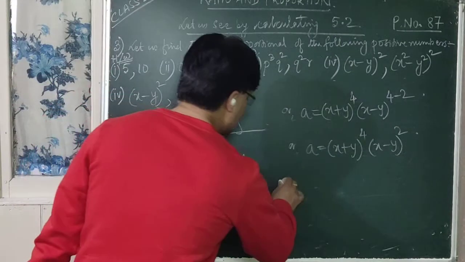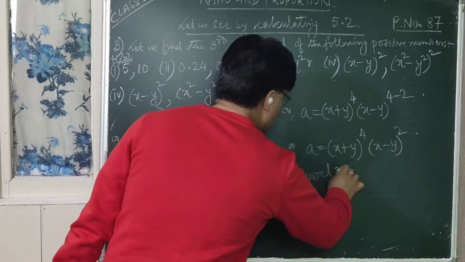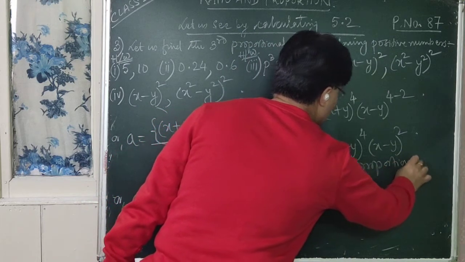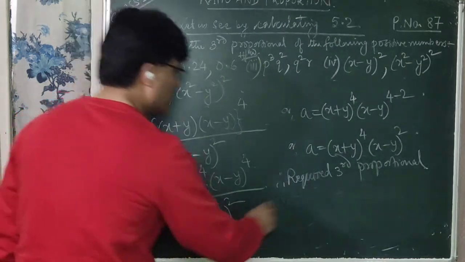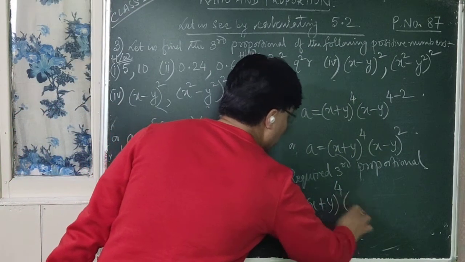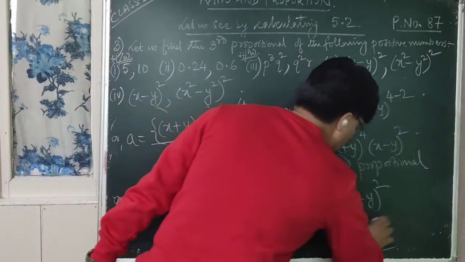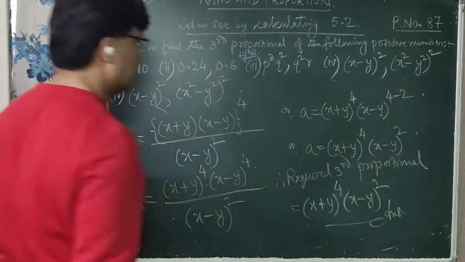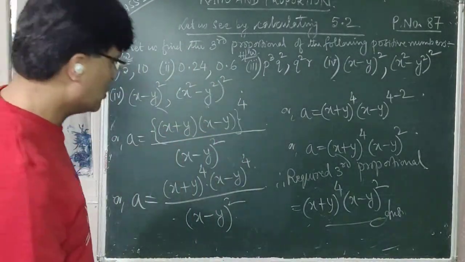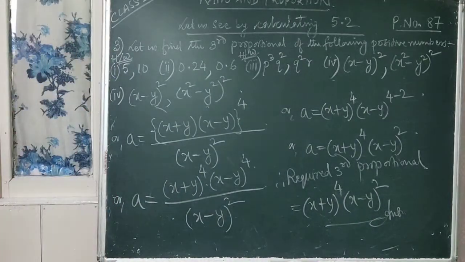So what is the required third proportional? Therefore, the required third proportional is equal to, what is the answer? (x plus y) to the power 4 into (x minus y) whole square. So this is the final answer. That is, the required third proportional is equal to (x plus y) to the power 4 into (x minus y) whole square.